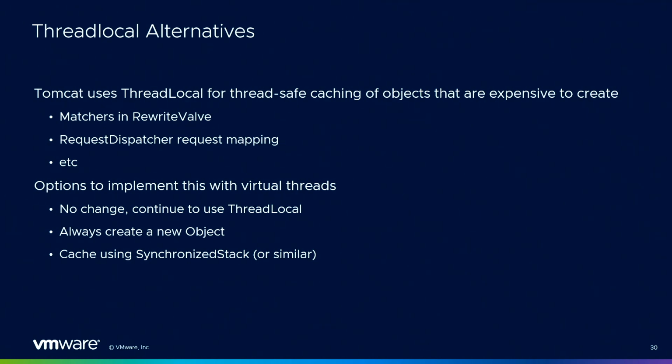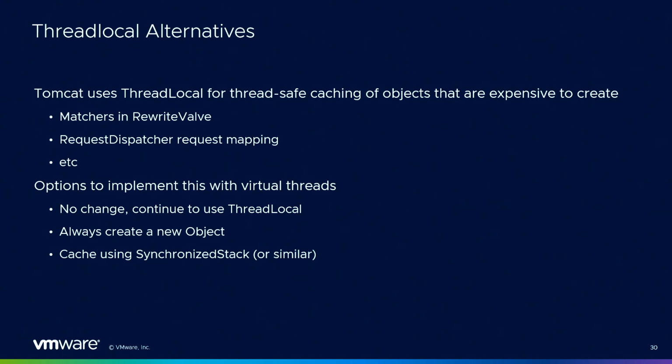Thread local alternatives. As I said earlier, Tomcat uses thread locals for various caches. Regular expressions in the rewrite valve, but the one I'm going to focus on is in the request dispatcher, where the object that restores the results of the mapping is actually fairly heavyweight, and we don't want to recreate it every time, so it's put in a thread local cache. And really, we've got three options. We can carry on using the thread local cache, we can ditch the thread local and just create a new object every time, or we can use one of Tomcat's other caching options, and we have several. Synchronized stack was the one I chose for this.